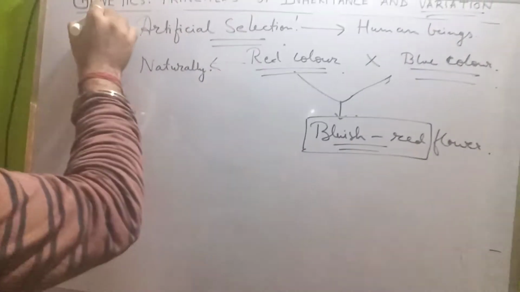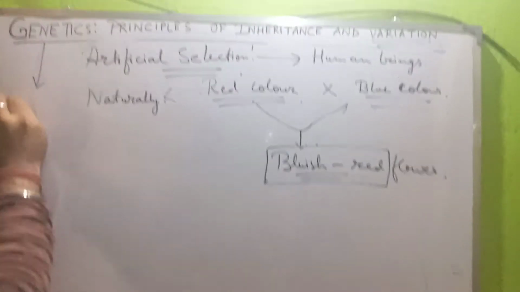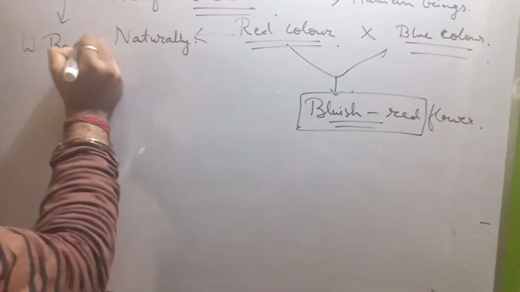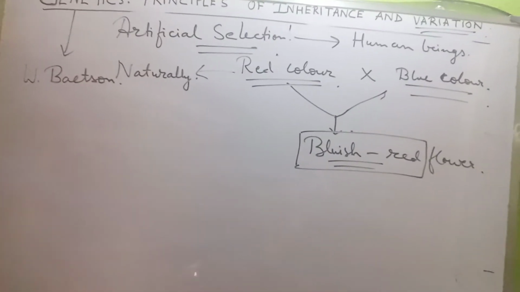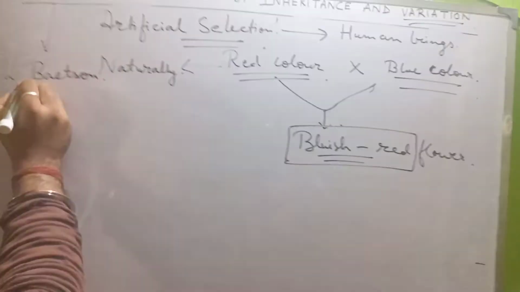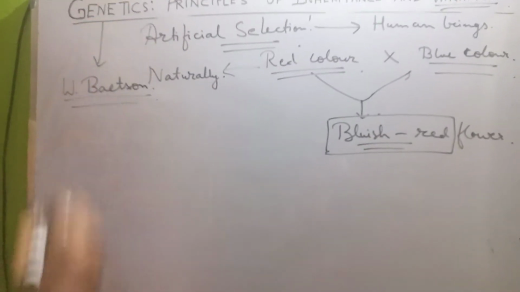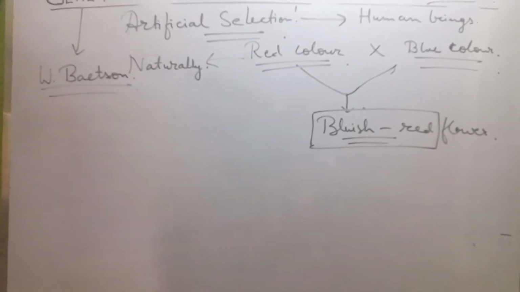Now, who coined the term genetics? These questions were asked previously at the state board level, in NEET examinations and in WBJEE. Nowadays it is not being asked. W. Bateson was the scientist who coined the term genetics.